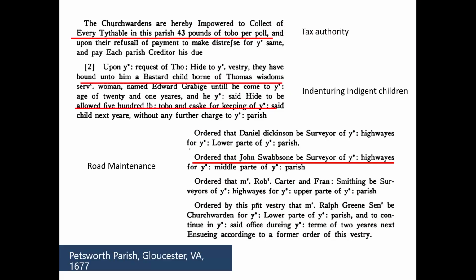Now, an important thing to know about Virginia is that the Anglican Church, aka the Church of England, was the official state church. It was responsible in this early time frame for not only the religious aspects of the settlers, but also general governance of the parish. This included the keeping of births, marriages, and deaths, but it also had to do with things like tax authority, the indenturing of indigent children, and road maintenance. A lot of the things that we would expect to find in town records in New England are found within the church records.